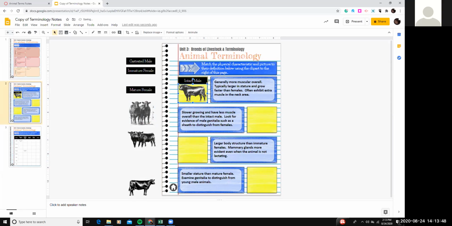So then you just drag the picture there. And then you go to the next one. Figure out which definition it is, and drag the picture.